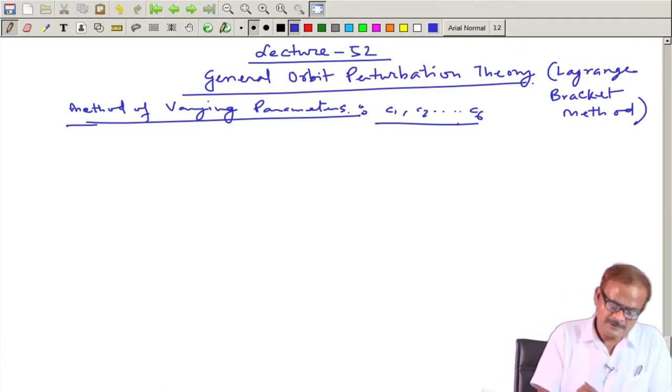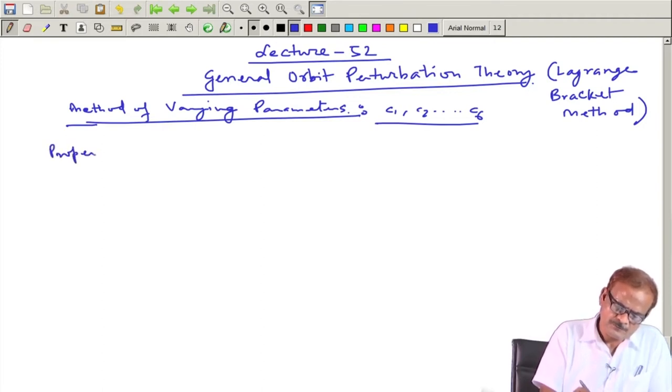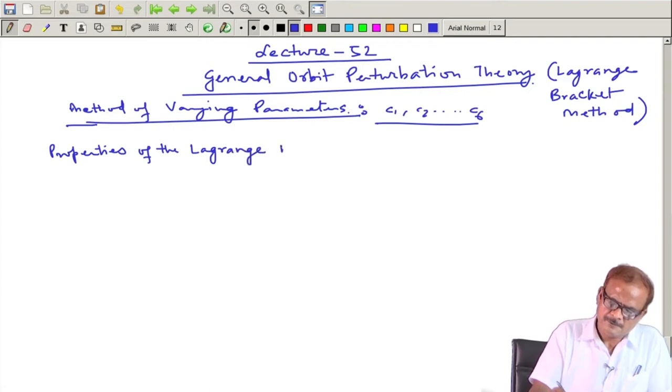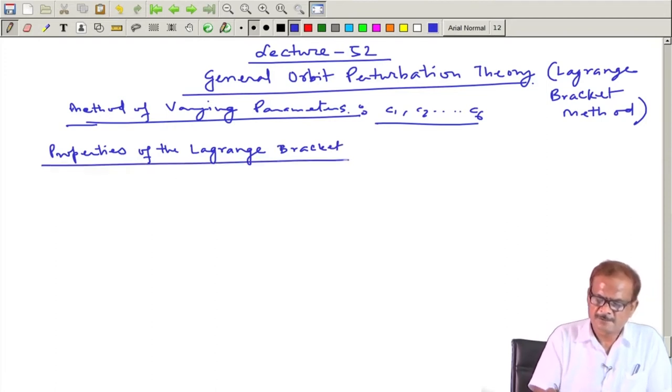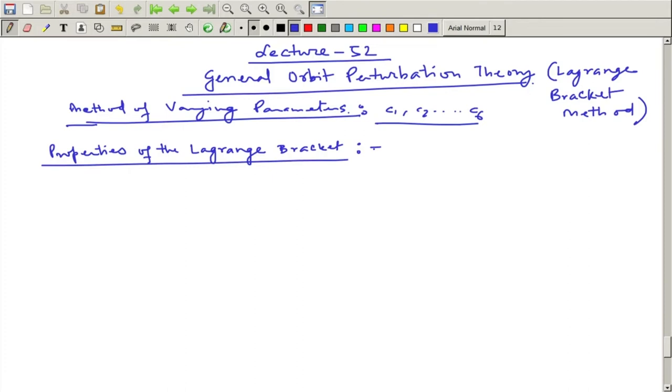So, in the last lecture, wherever we finished, I was trying to go into the properties of the Lagrange bracket. This I wanted to tell in the last lecture, but it may take a little more time, so it is better to do it here.